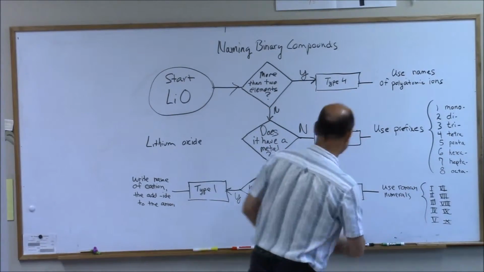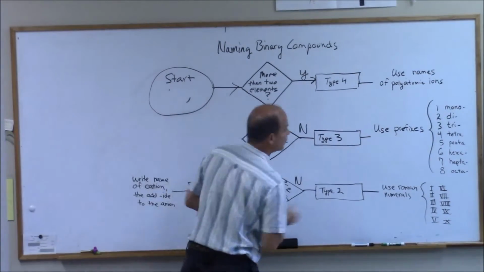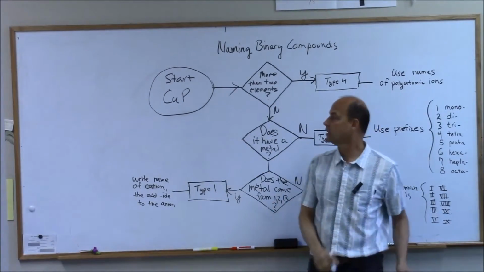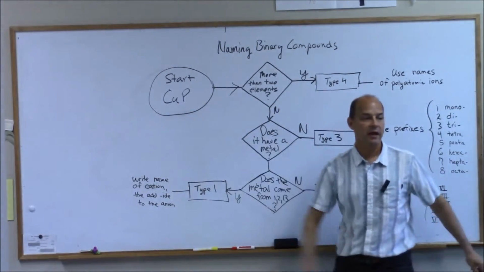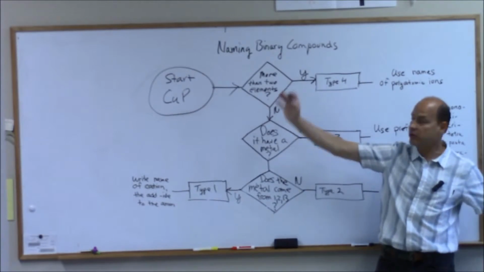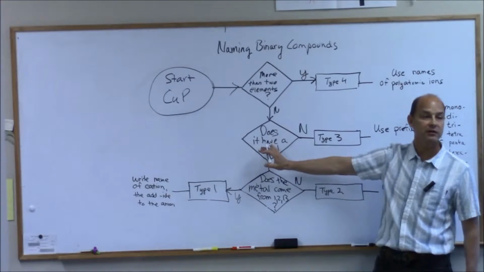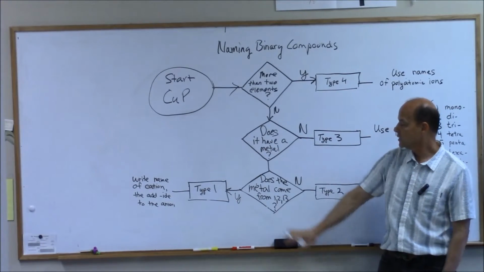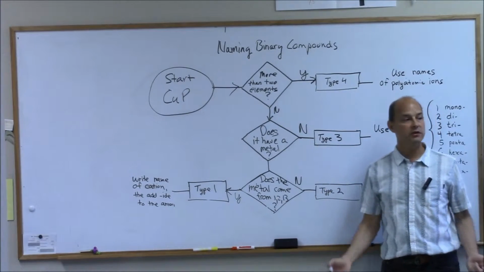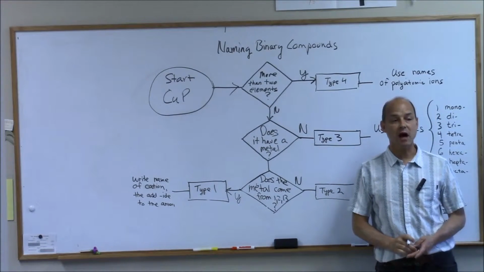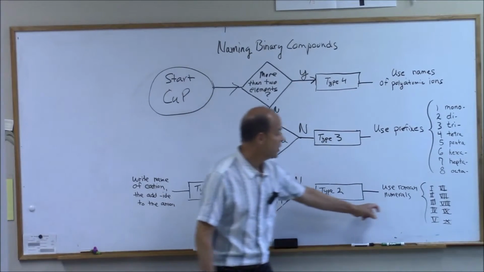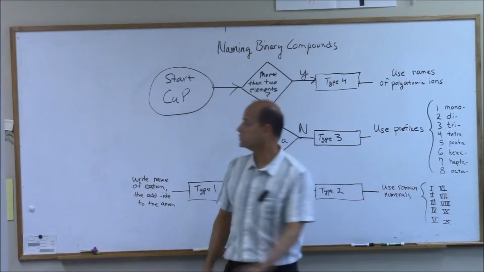Let's try another one. CuP. Now that's not cup, that is copper and phosphorus. So the first question is, does it have more than two elements? No. Does it have a metal? Yes, copper is a metal. Does the metal come from groups 1, 2, or 13? If you looked it up on the periodic table, you would see that copper is a transition metal. So it is a type 2, and we're going to use Roman numerals, all right?